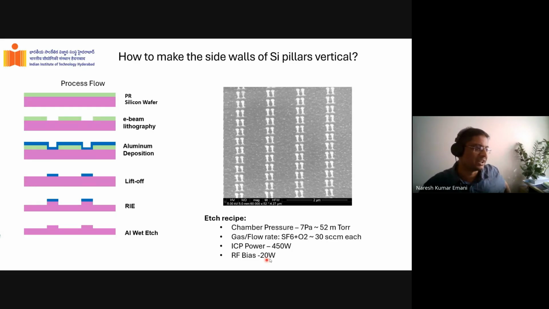Generally, you do RF of 100 watts. So 20 watts already was quite low. So I didn't know what else to do. If you put 100 watts, all the mask will go. There's nothing you can do for that.